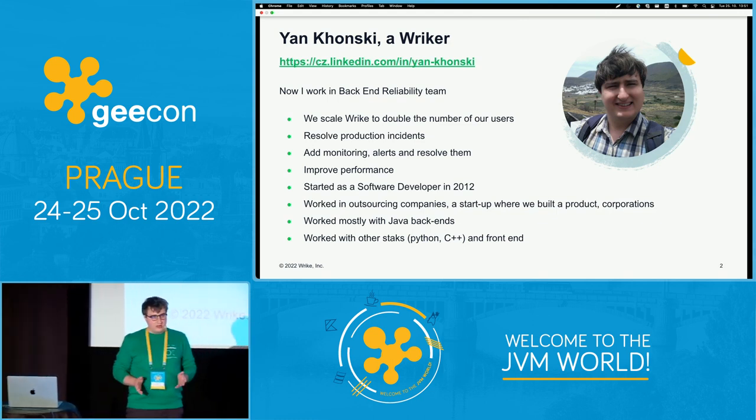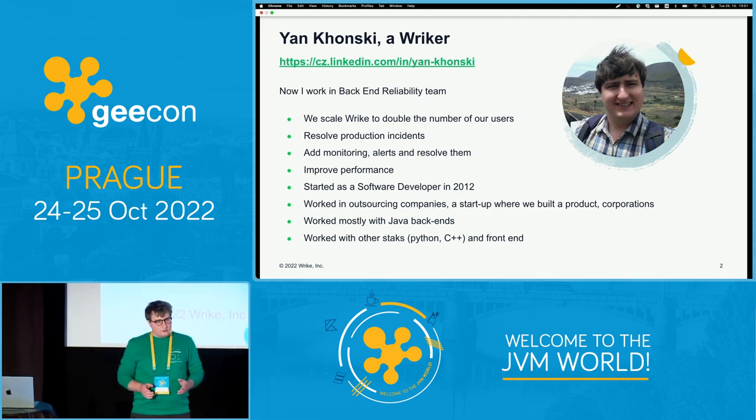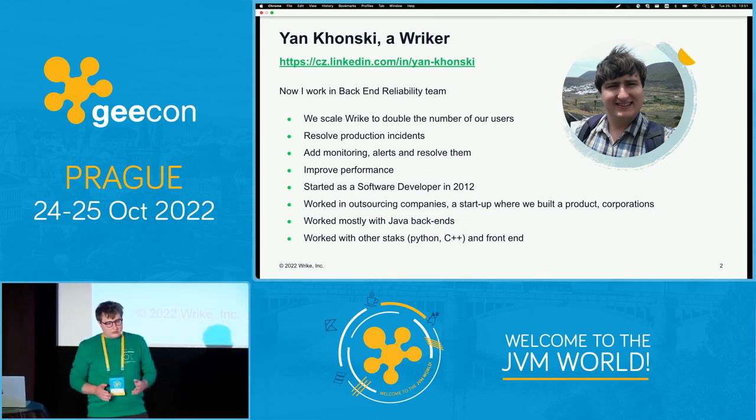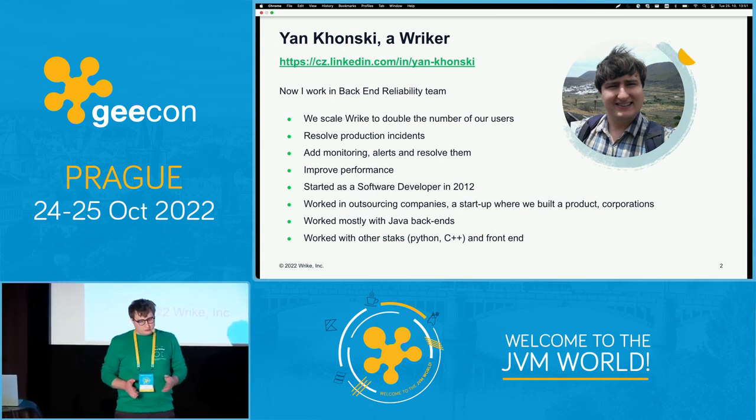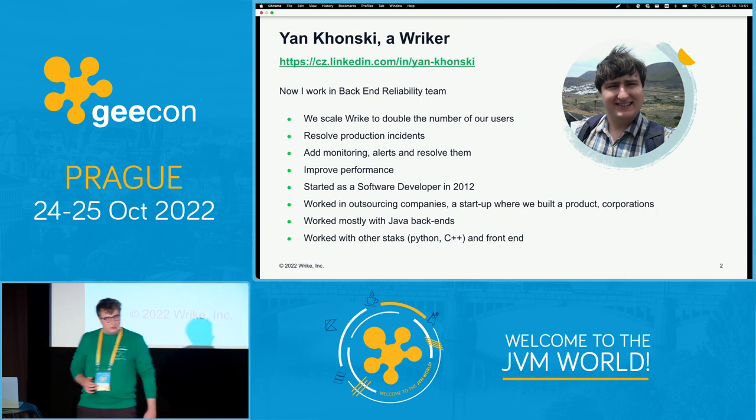First, we scale Wrike. We currently have 2 million users, and we want to double that amount. So we want our infrastructure and services to be able to handle the load. We resolve production incidents. We add alerts monitoring to make sure that we know what is going on in our system. We also work on performance improvements.